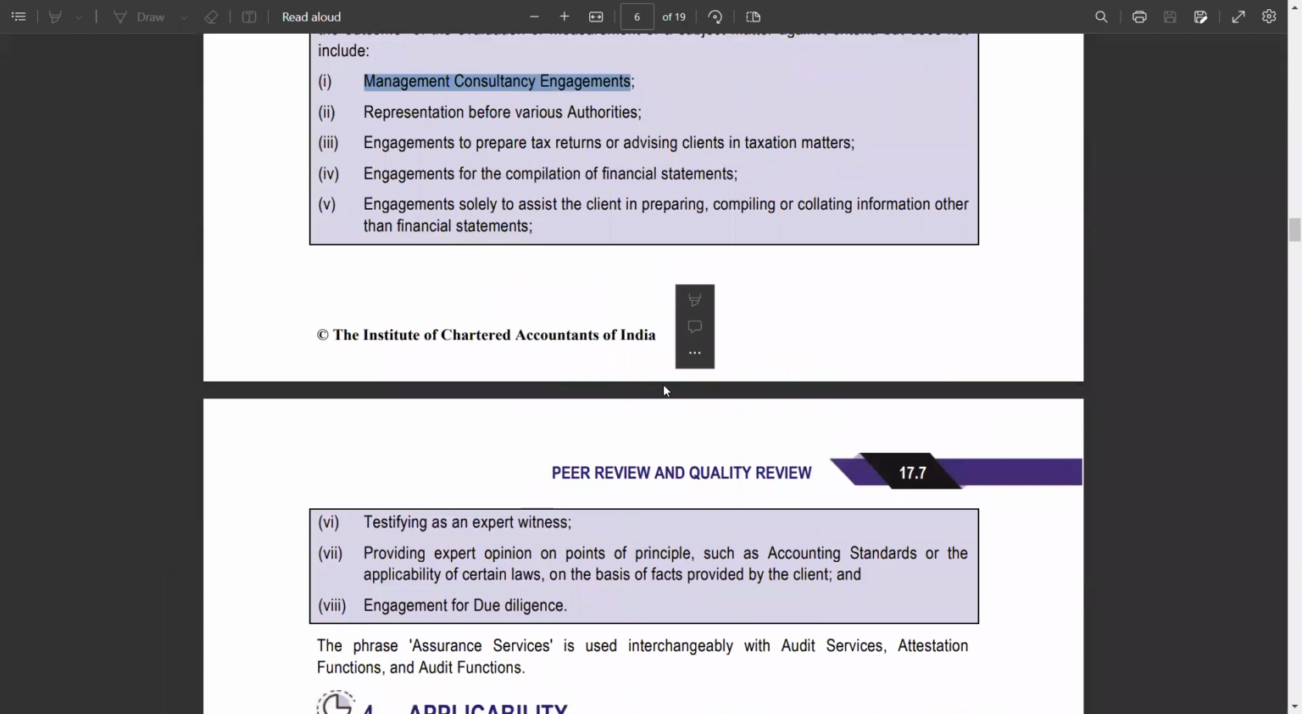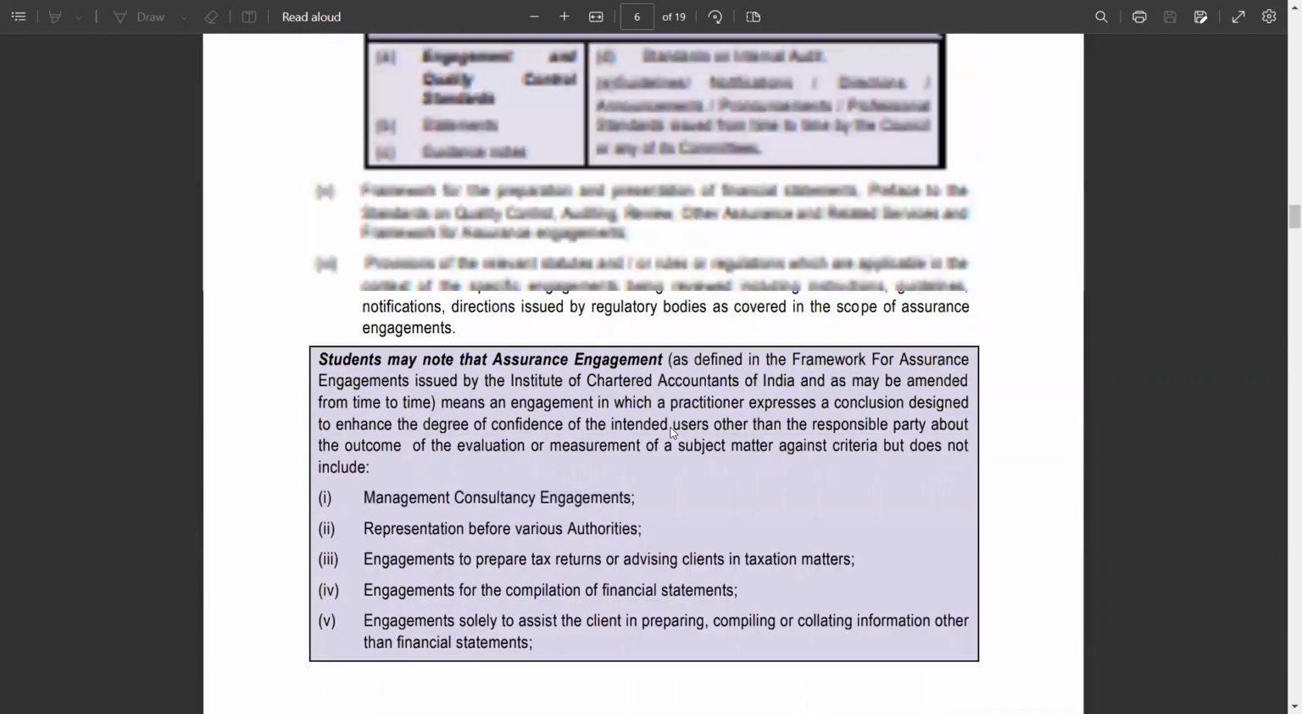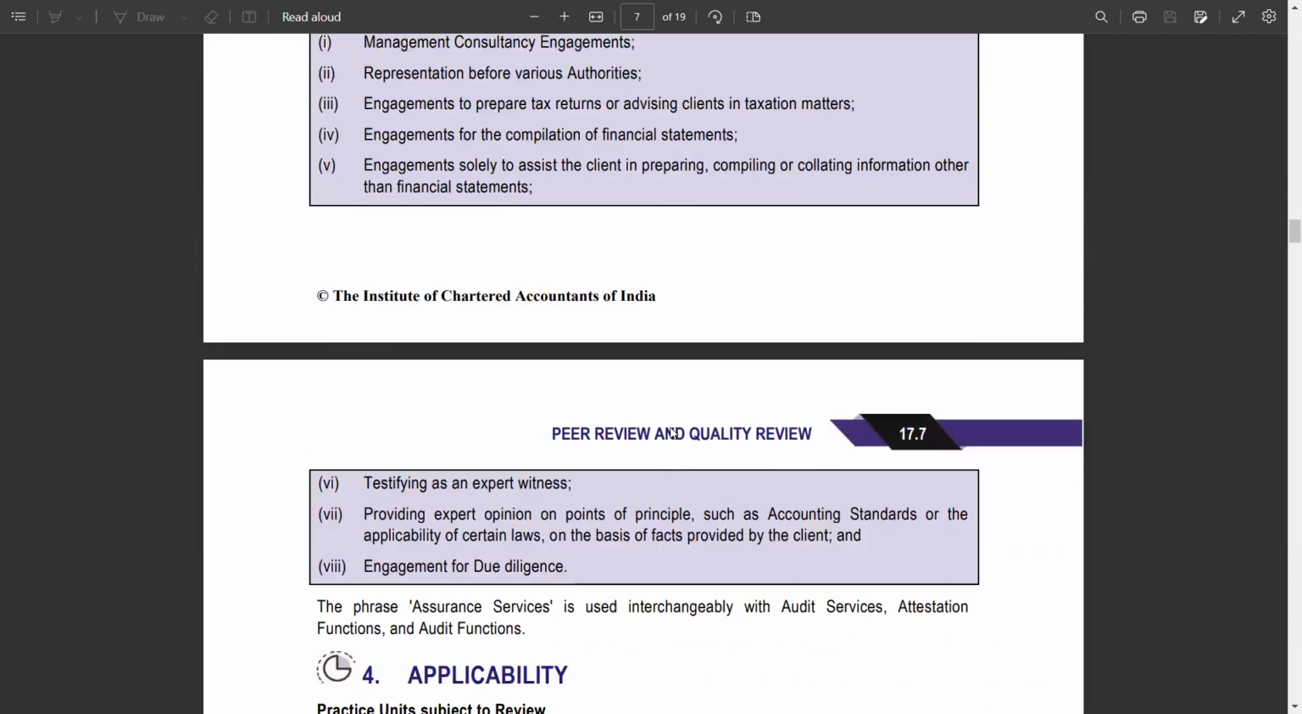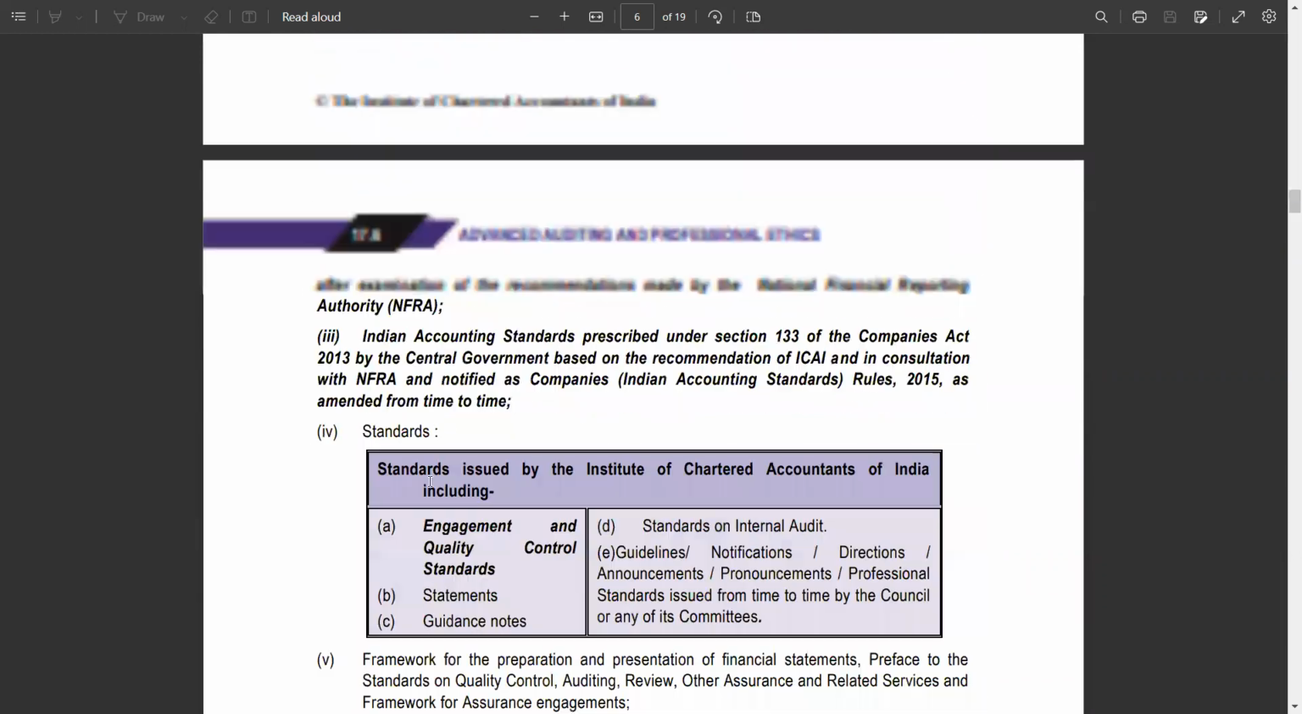We have testifying. Testifying is an expert witness or providing expert opinion for points of principle, point to be noted, points of principle such as accounting standards or applicability of certain laws on the basis of facts provided by the client, and lastly due diligence. So you can combine this management consultancy engagements and due diligence. So this is an important question.